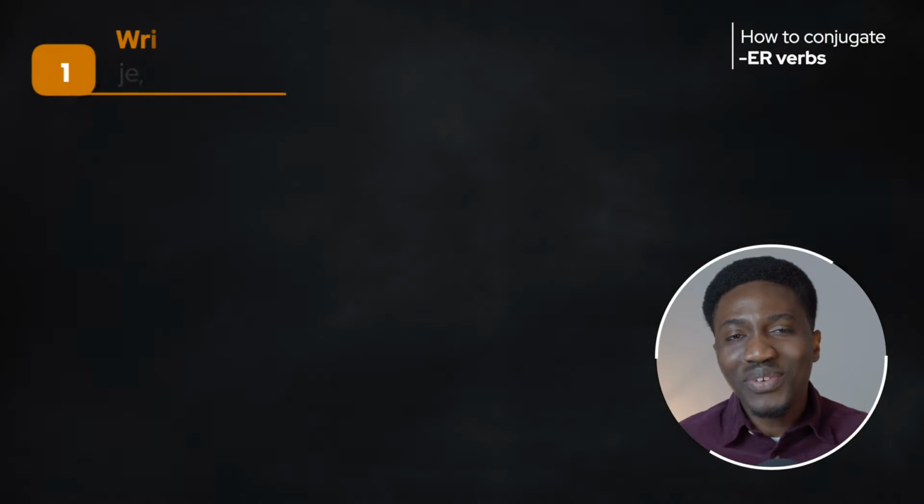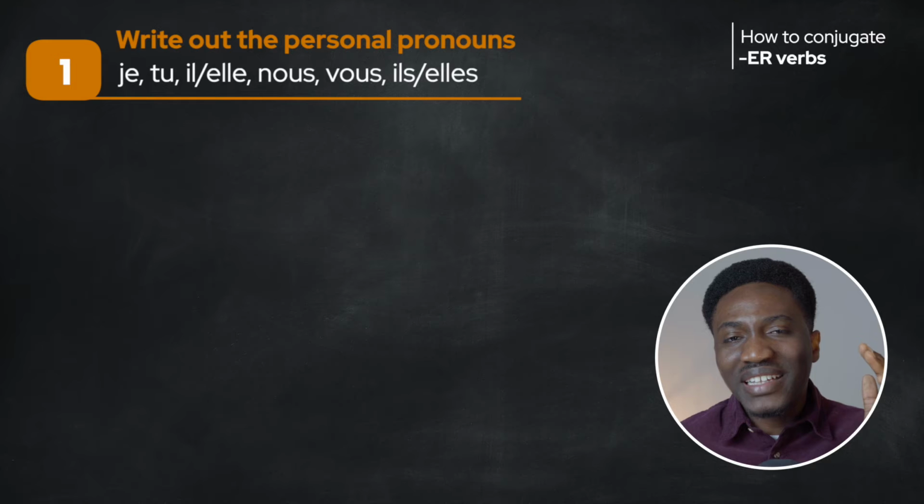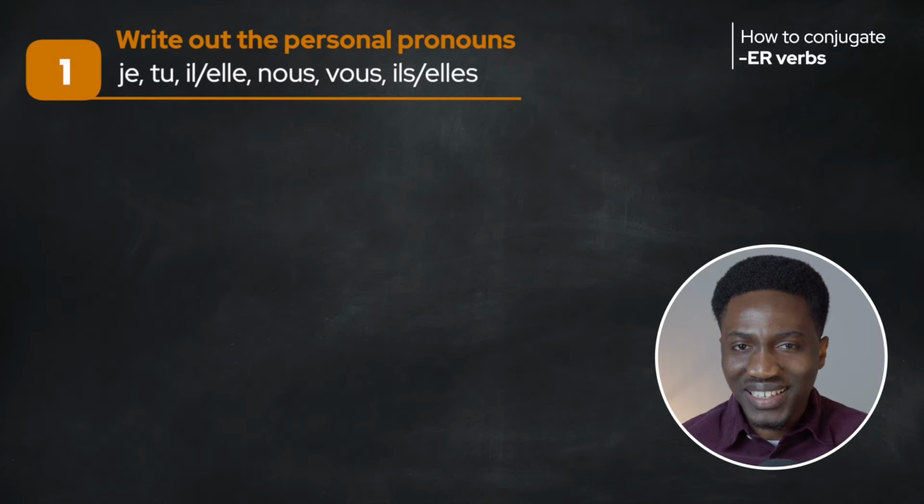Now that you can identify ER verbs, now let's learn how to conjugate them in present tense. Now, I like this particular method because it's step by step. Now, the first step is to write the personal pronouns, okay? Write out your personal pronouns.